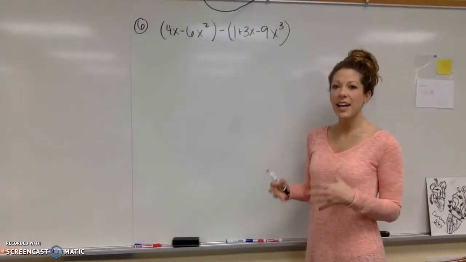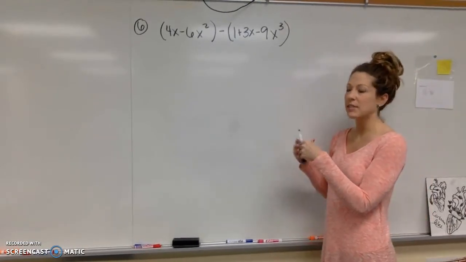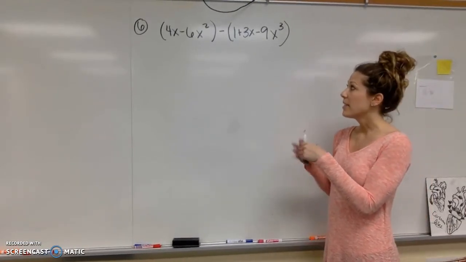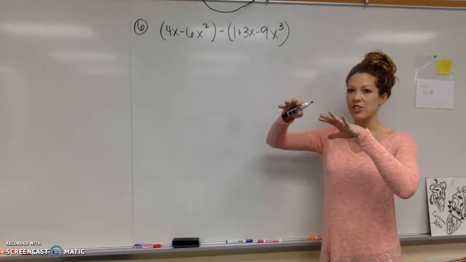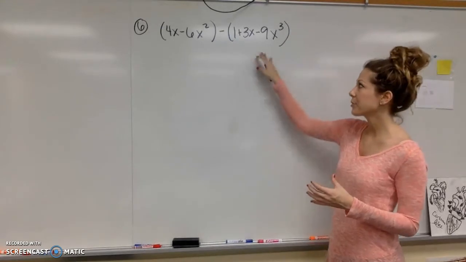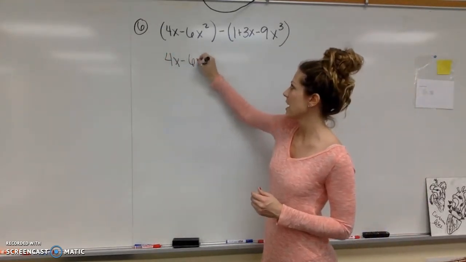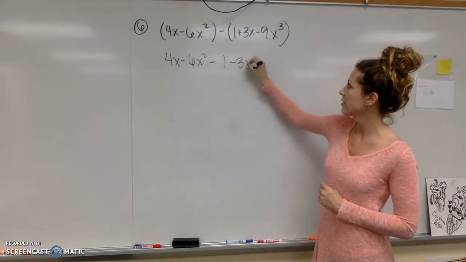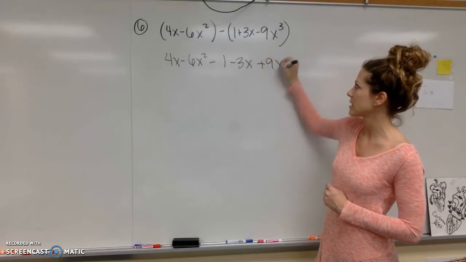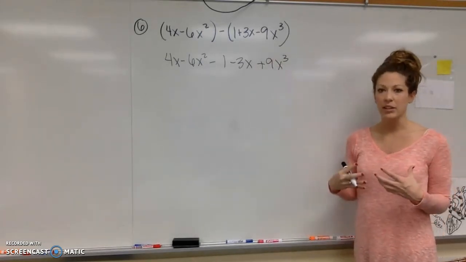All right, the last even problem from our adding and subtracting set was number 6. And this, we've got the same idea going on. Because we have a subtraction sign, we can't just drop the parentheses. We really need to rewrite it with that subtraction sign distributed to everything in the second set. So it becomes a negative 1, a negative 3x, and a positive 9x cubed. Now that we have everything written out, now we can combine our like terms.